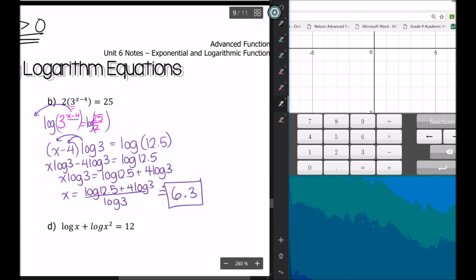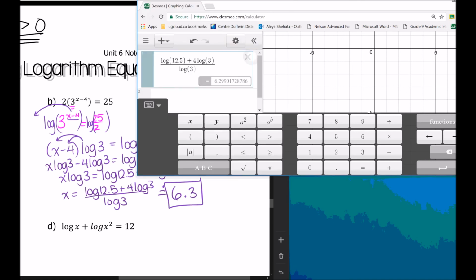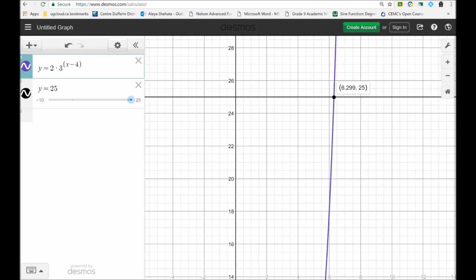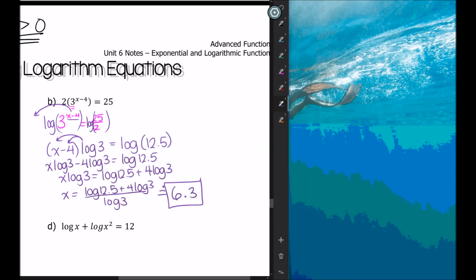Now, I want to use the Desmos graph in order to double check my answer to make sure that this is right. So what I'm going to type in right here, for my first graph, is y equals 2 times 3 to the power of, and then I'm going to open up my brackets because Desmos doesn't like exponents that are more than just one term. Okay, so that's that graph right there. And then I'm also going to graph y equals 25. And I'm going to see what happens up here when I scroll up to 25. I'm going to see where they intersect with each other. And they intersect at approximately 6.3, so that answer here is correct.